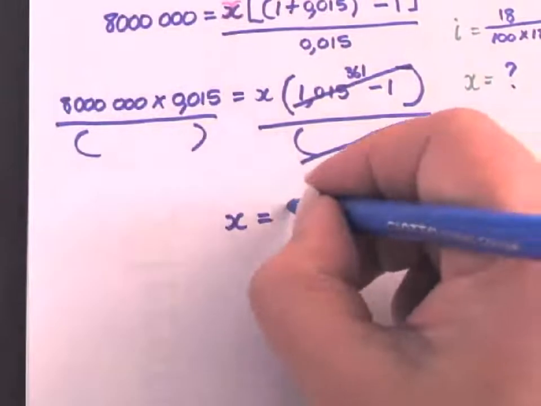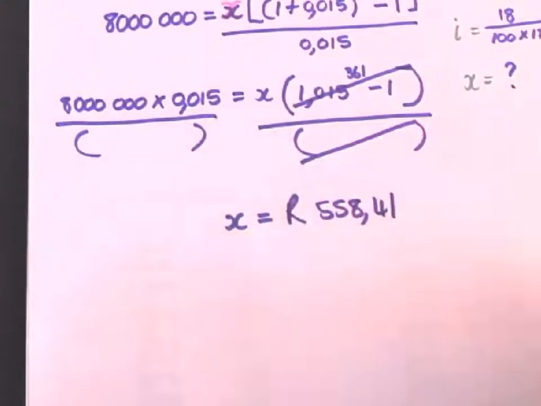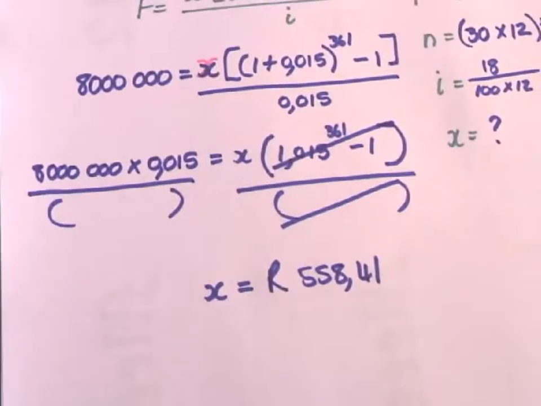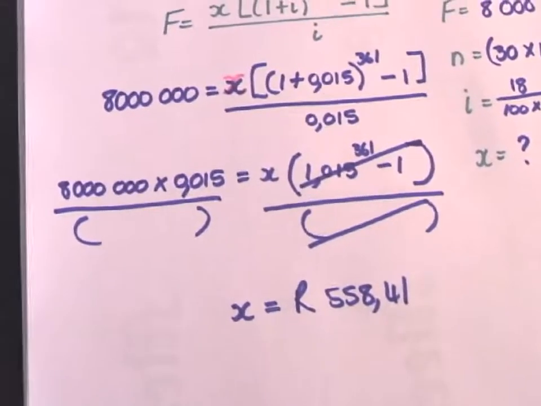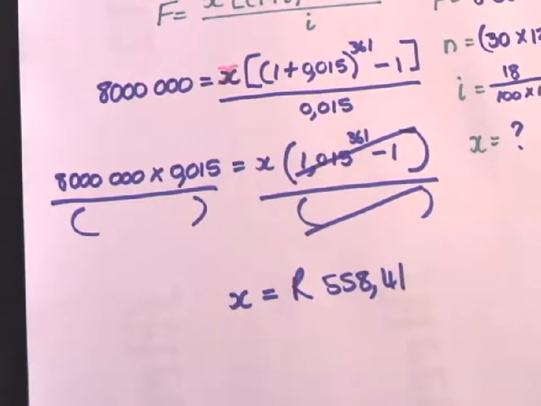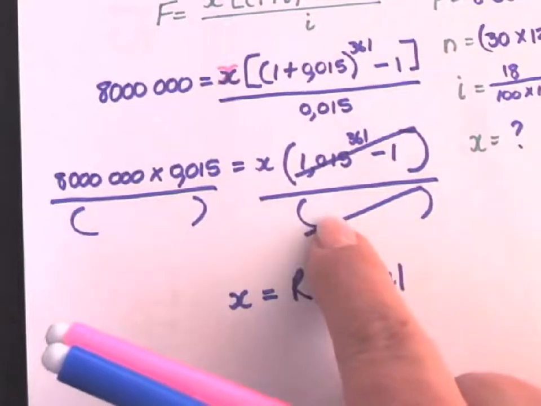And that will be equal to 558,41 rands. Now, what do you mean with it? So, like, if I jump from the first step to the step where it's 8 million times 0,015 divided by 1,015 to the power of 361 minus 1. Yeah, I just didn't write it there. Or you must write it.